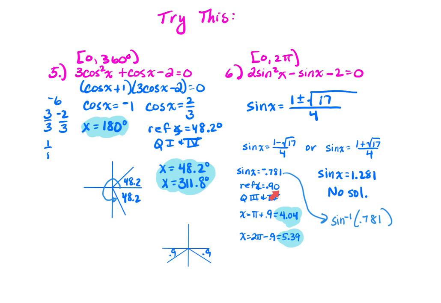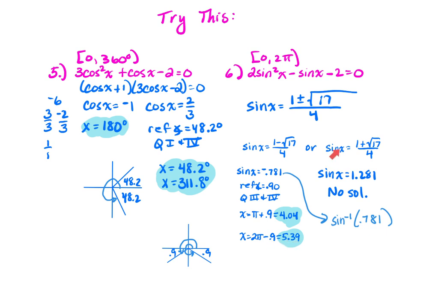Reference angle was 0.9. My first answer is pi plus 0.9. Plugging that in my calculator, get this as my decimal approximate solution. And my next answer is in the fourth quadrant. And that one would be 2 pi minus 0.9, or 5.39.